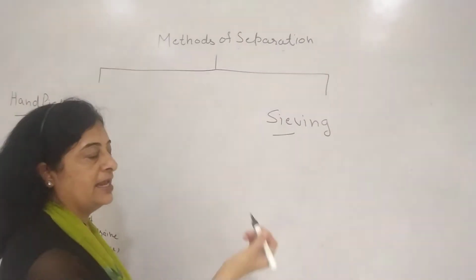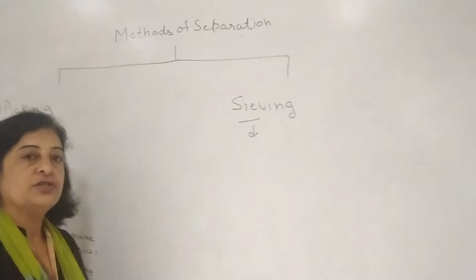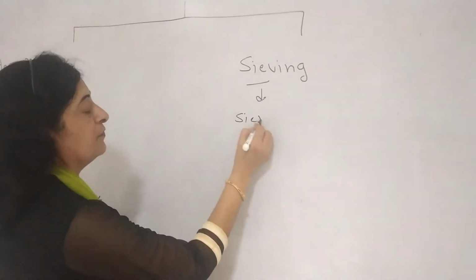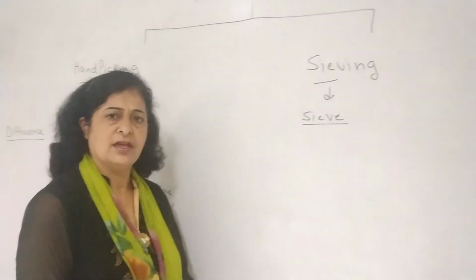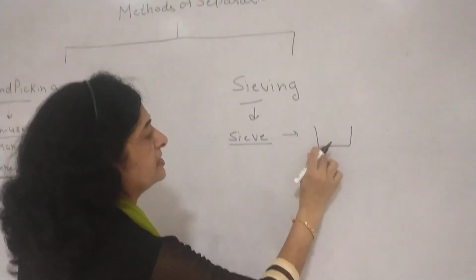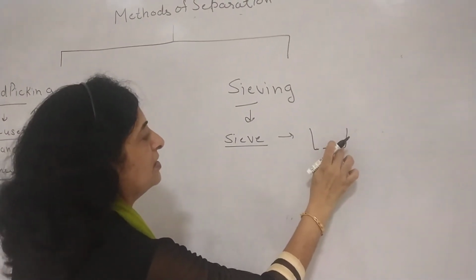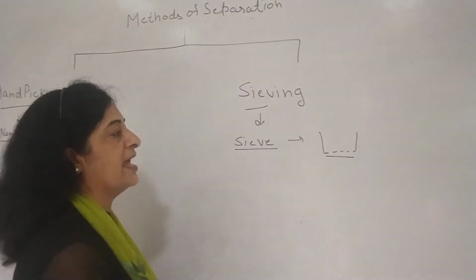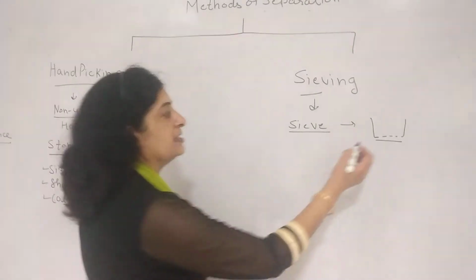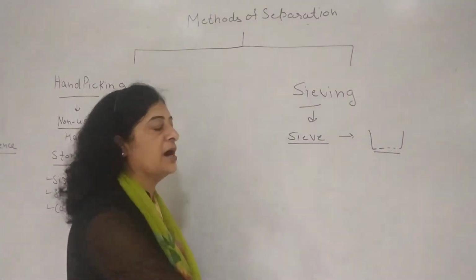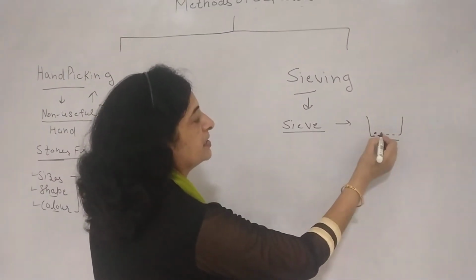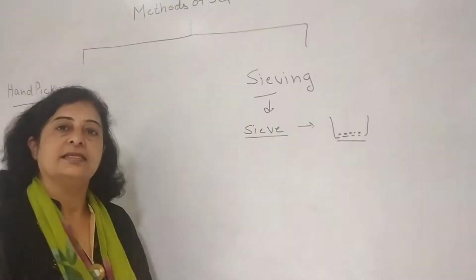Sieving, again as the name indicates, is when two components are separated by using a sieve. What is a sieve? A sieve is a shallow vessel which has small holes at its bottom. And these holes allow fine particles to pass through them, and the bigger particles remain above the sieve.